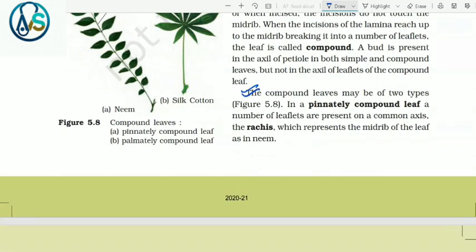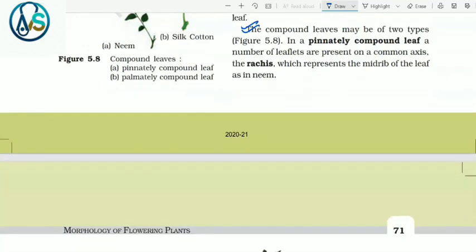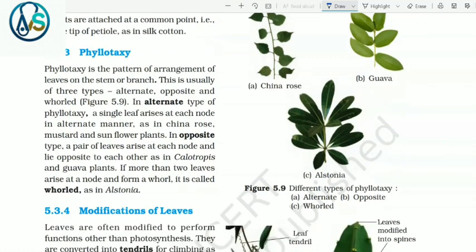The compound leaves may be of two types. In a pinnately compound leaf, a number of leaflets are present on a common axis, the rachis, which represents the midrib of the leaf, as in neem. In palmately compound leaves, the leaflets are attached to a common point at the tip of the petiole, as in silk cotton. 5.3.3 Phyllotaxy. Phyllotaxy is the pattern of arrangement of leaves on the stem or branch.